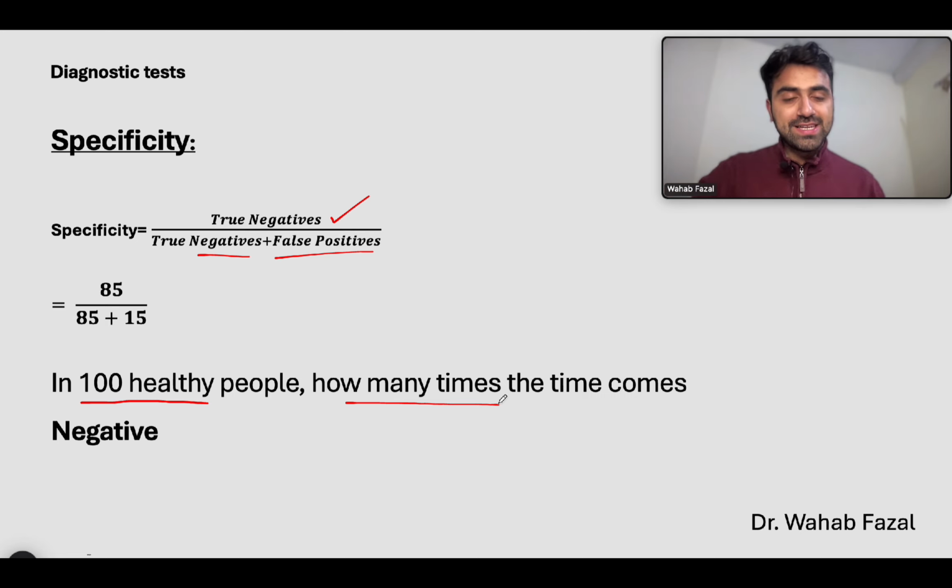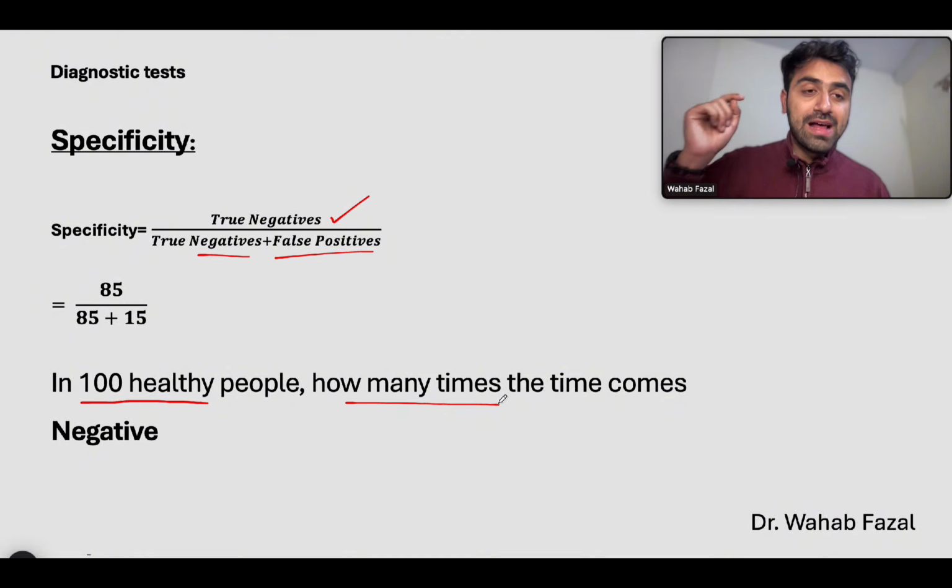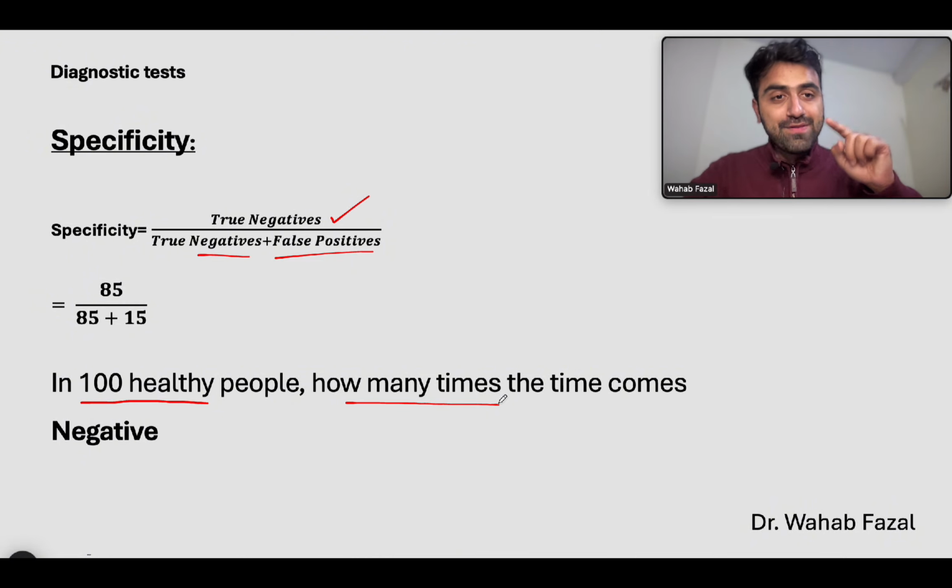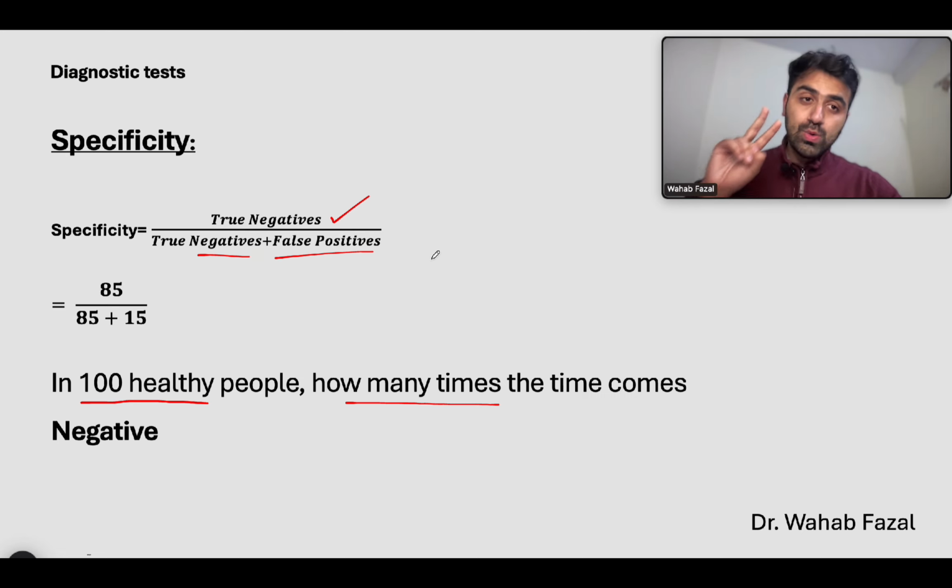Similarly, for specificity, in 100 healthy people, how many times does the test come up negative? So if we have, for example, a specificity of 95%, in 100 healthy people, the test comes up negative 95 times, and the rest of the 5 times, it comes up to be a false positive. So the formula for this is again true negative over true negative plus false positive. If you remember these two lines, solving any question that comes up in your exam will be like a joke to you.